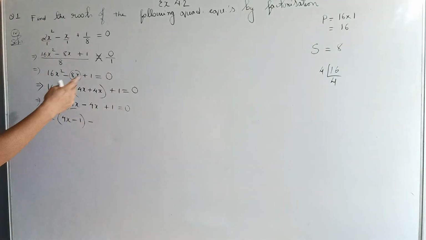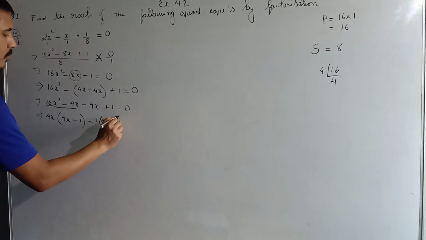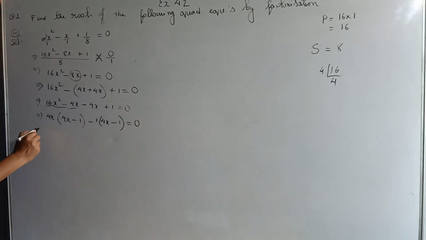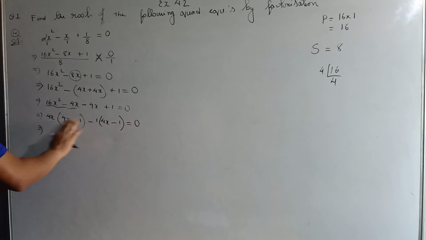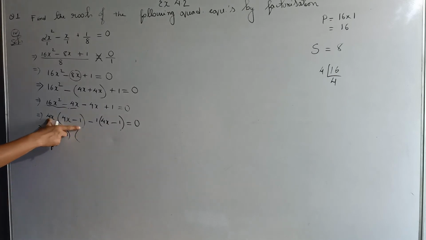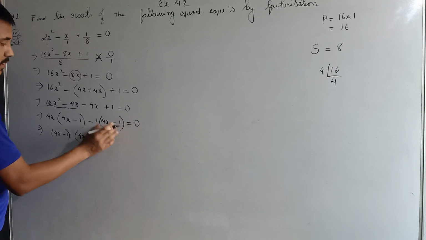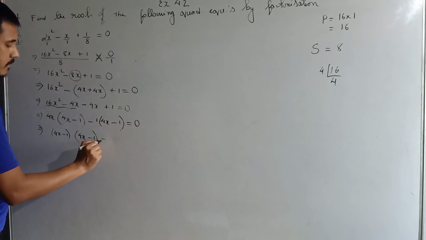From the next two terms there is no common, so we take 1 as common, and 4x minus is plus, and 1 is equal to 0. So from these terms 4x minus 1 is common. If we take 4x minus 1 as common from this whole term, then we have only 4x. From this whole term, if you take 4x minus 1 as common, then we have minus 1.